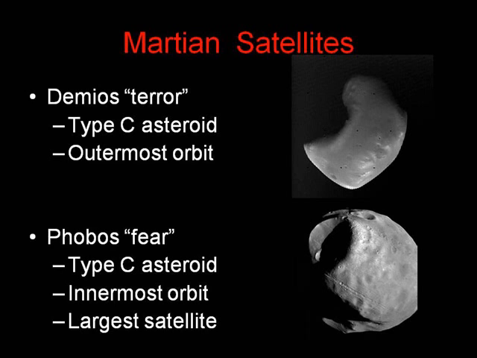There are 2 major Martian satellites, or moons. Deimos, which means terror, is an asteroid that is captured by Mars's gravitational pull and is in the outermost orbit. Phobos, which means fear, is also an asteroid in the innermost orbit, and it is the largest of the Martian satellites. This ends Part 1 of Chapter 13's photo story. Proceed to Part 2, which covers the gaseous giants.